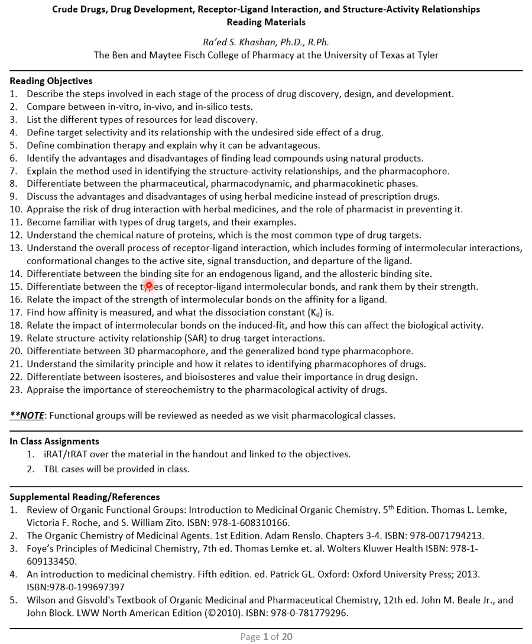Then differentiate between the binding site of an endogenous ligand and the allosteric binding site. Make sure you know what's the definition of allosteric binding site. Differentiate between types of receptor-ligand intermolecular bonds, rank them by strength, and relate this strength to the affinity of a ligand, as well as the KD constant. So KD is actually a reflection of the affinity. And then relate the impact of these bonds on the induced fit and the biological effect.